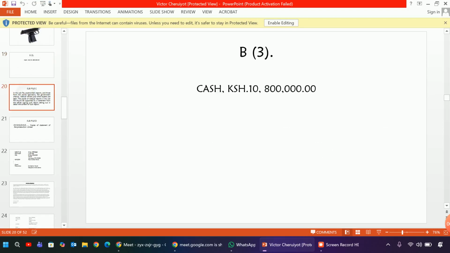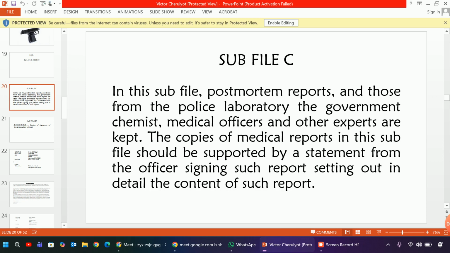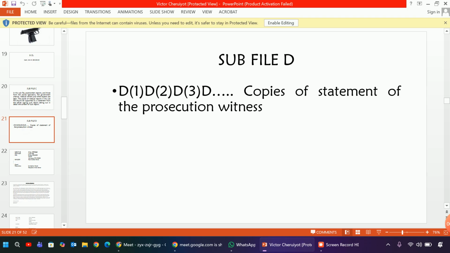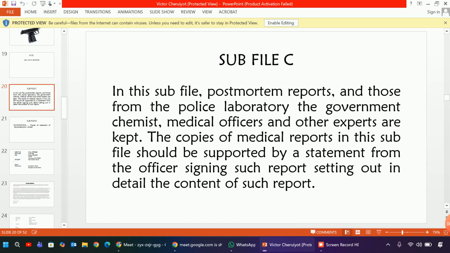Subfile C. Remember, it contains the postmortem reports and those from police labs, the government chemist, medical officers' reports, and any other expert, like the handwriting expert, document examiner, or any reports. You'll place them there. So the copies of these documents will form subfile C. Subfile D.